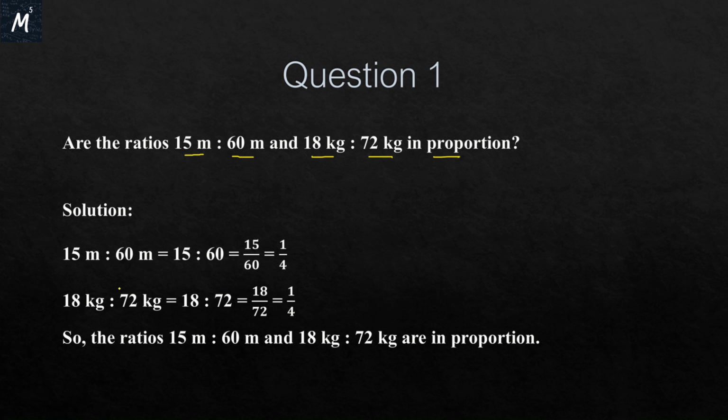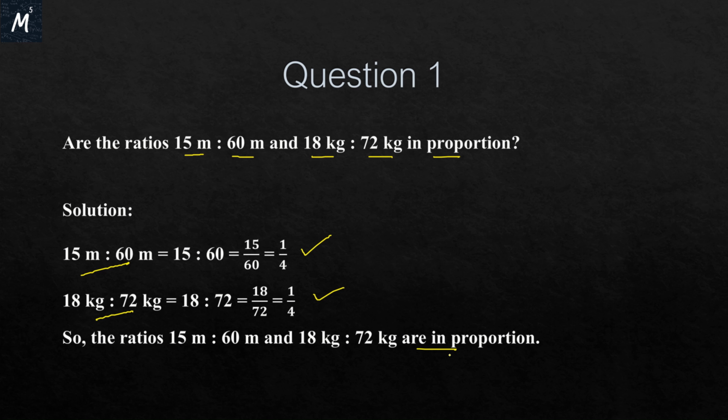We will convert both the ratios into simplest form and then check whether the simplest form ratios are equal or not. When the first ratio, 15 is to 60, is converted to simplest form, we get 1 is to 4. And the second ratio, 18 kg is to 72 kg, is also 1 is to 4. So we can see both the simplest ratios are equal, so they are in proportion.